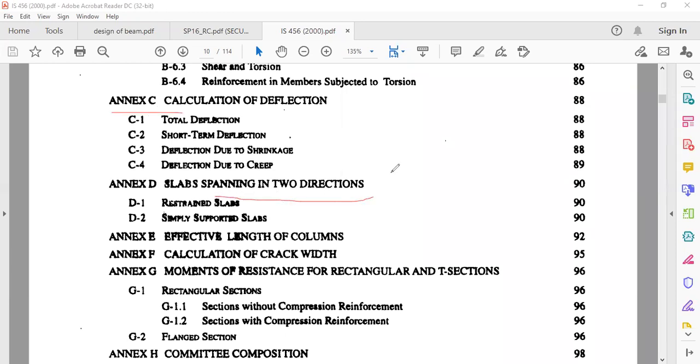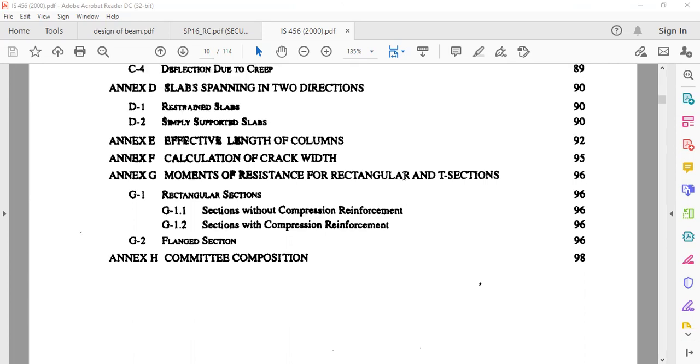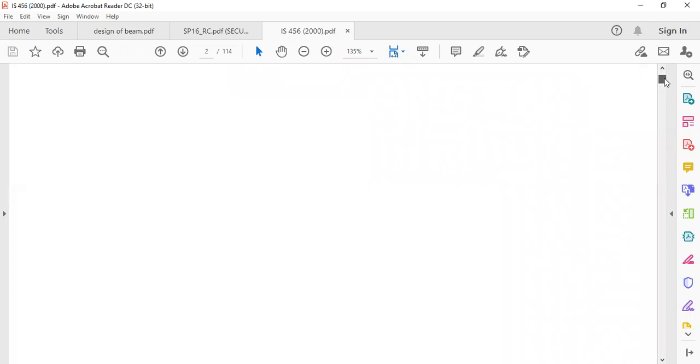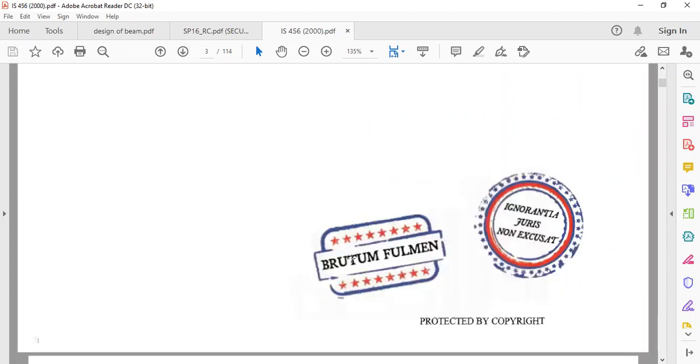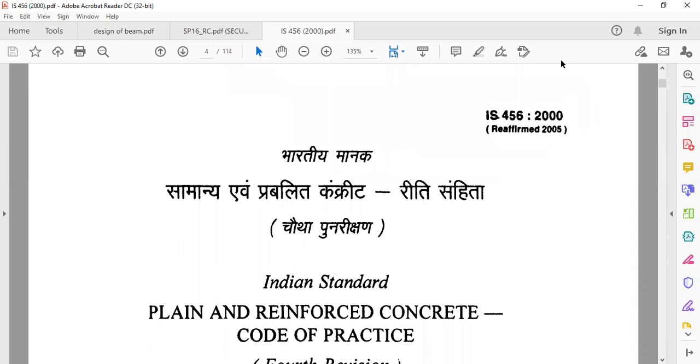Then slab spanning in two directions, that is called a two-way slab. Then effective length of column, crack width, moment of resistance. All these things have been mentioned in this IS 456:2000. You can simply Google and download this IS code. That is this one, IS 456:2000.